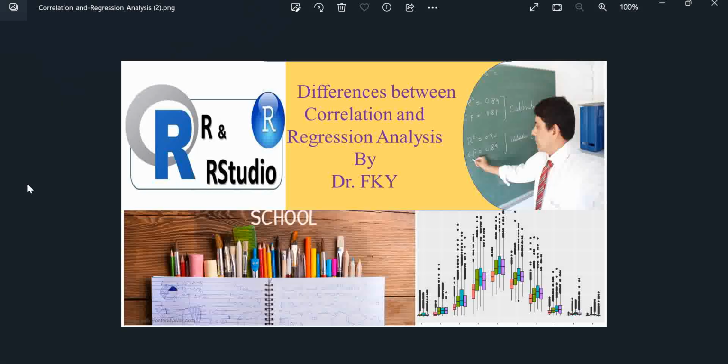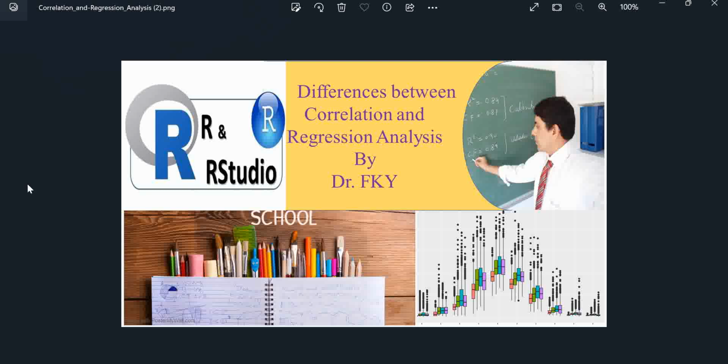Hello guys, in this lecture I would like to explain the differences between two of the most important topics in statistics: correlation analysis and regression analysis. Some people use these two concepts interchangeably, which is not the case. There are quite obvious differences. There are clear differences between regression analysis and correlation.